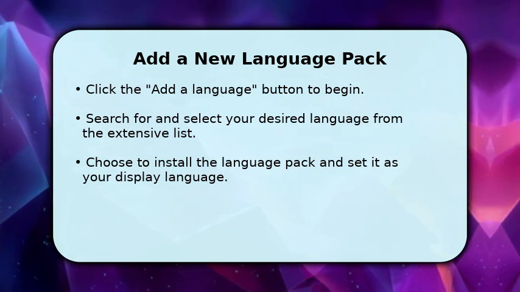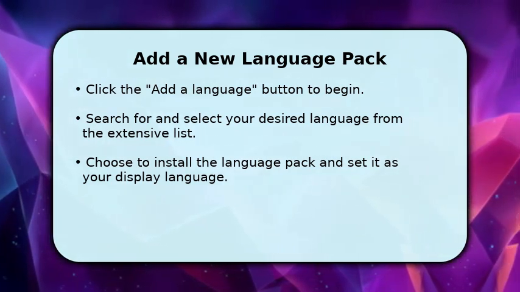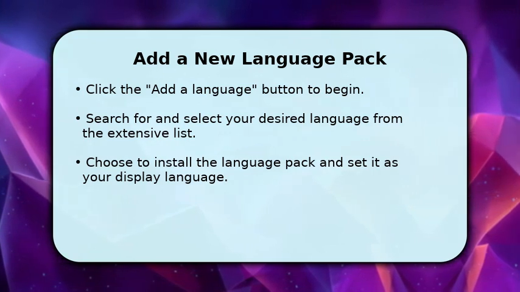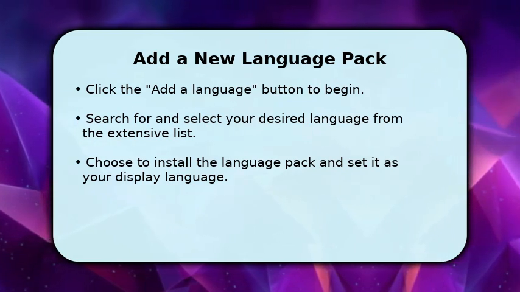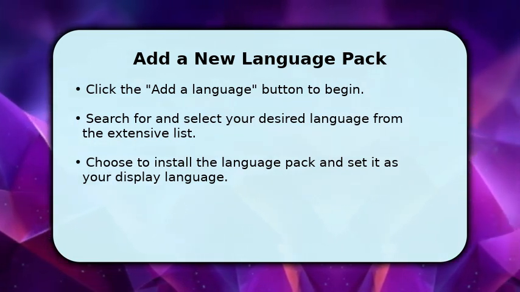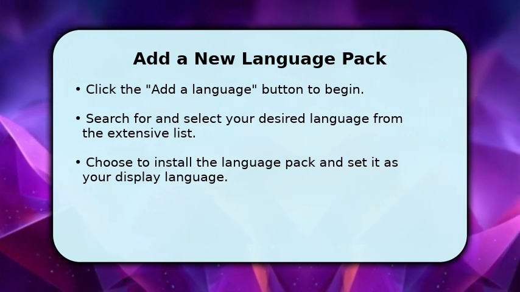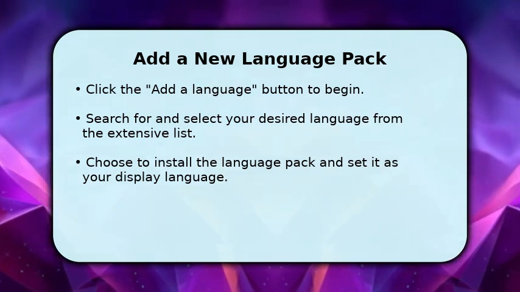A comprehensive list of available languages will appear. Scroll through or use the search bar to find your preferred language, such as Spanish or French. Select it, then ensure the box to Set as My Windows Display Language is checked before clicking Install.